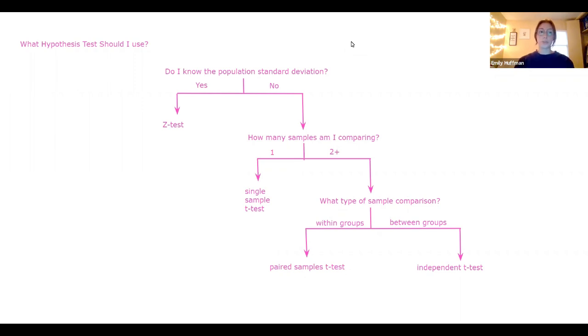Please feel free to screenshot, take a picture, or write down this flowchart, and I hope it helps you in your studying for your success in this class.